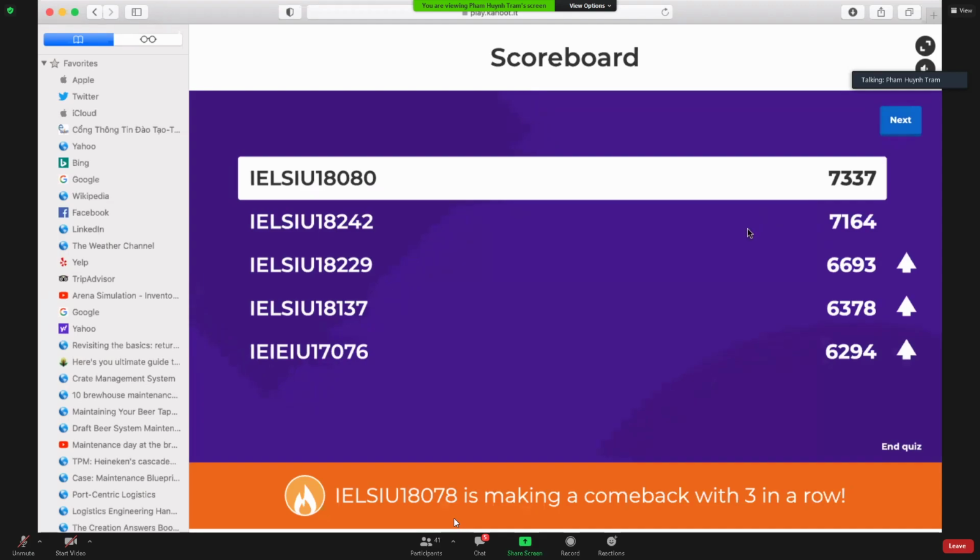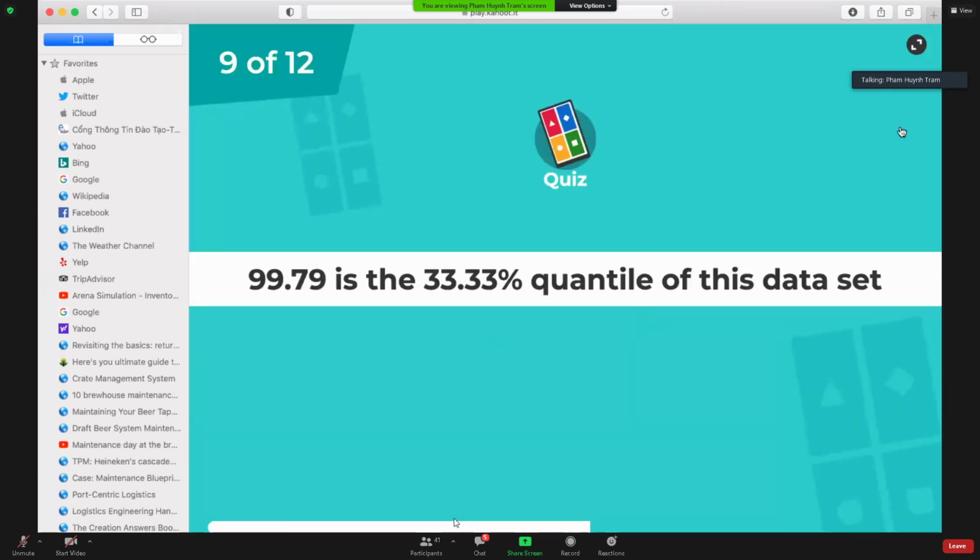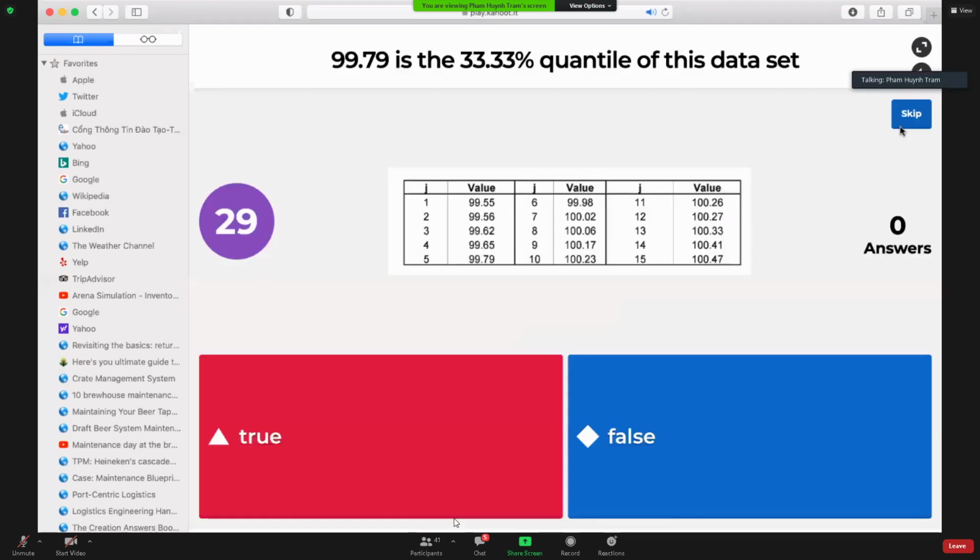All right, we are already 2/3 through the game. Now let's try the remaining 4 questions. 99.79 is the 33.33% quantile of this data set. Is it true or false?